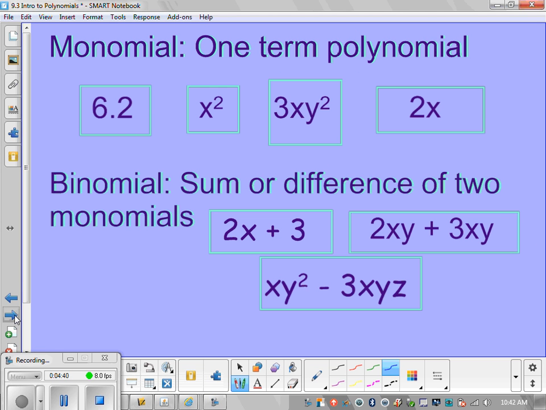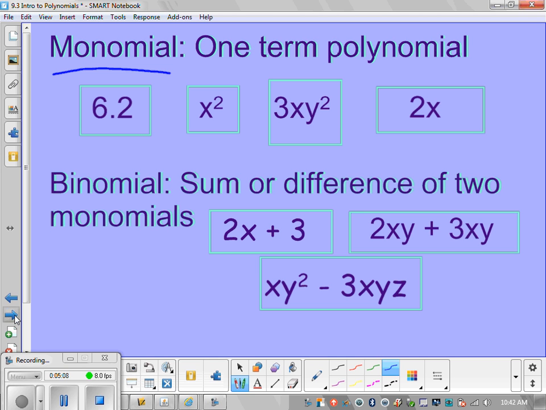Now we're going to look at some new key vocabulary. Monomial. Mono means 1. If we have 1 term, then it's called a monomial. 6.2, that's 1 term. X squared, 1 term. 3xy squared, 1 term. 2x is also a monomial. They are not separated or connected by any plus or minus signs.